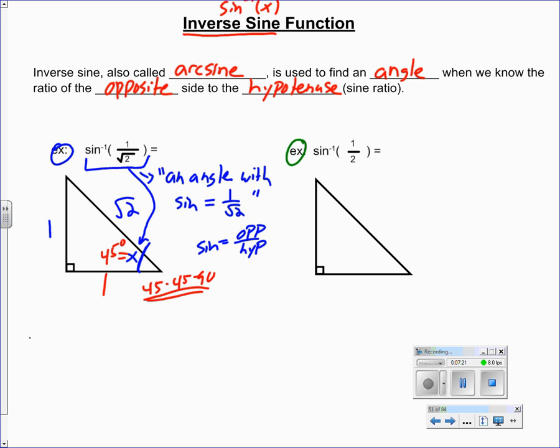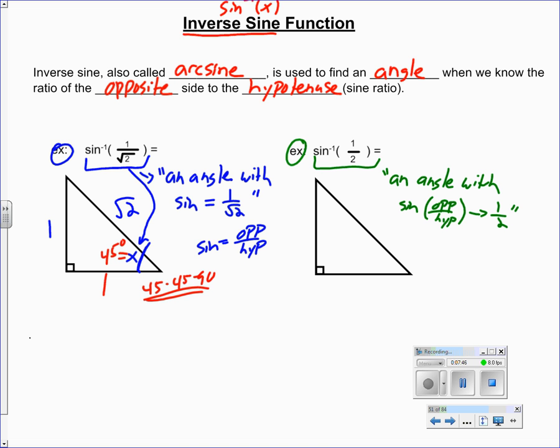Same idea for the second example. This is inverse sine 1/2. What that means in words is an angle with a sine ratio, which means opposite over hypotenuse, equal to 1 over 2.